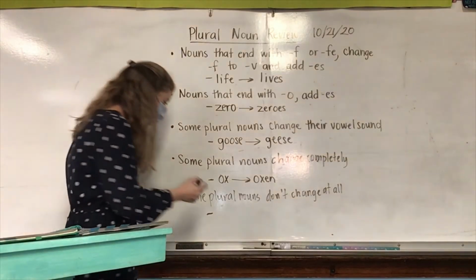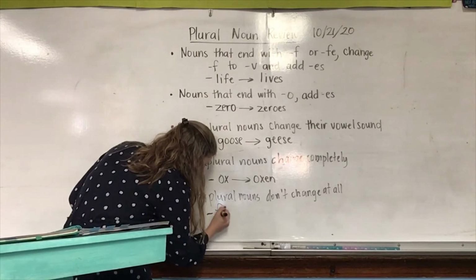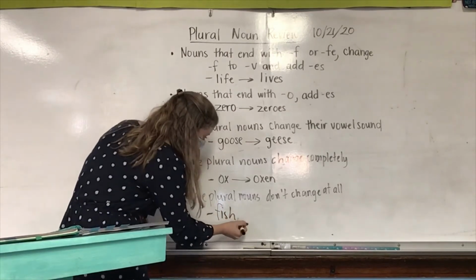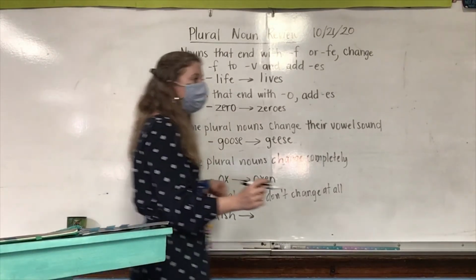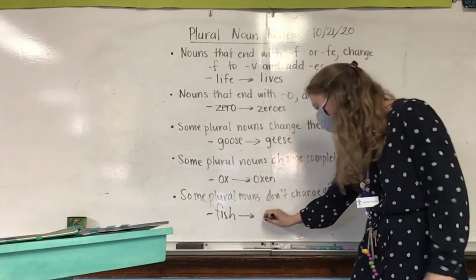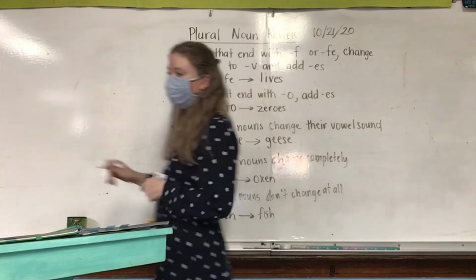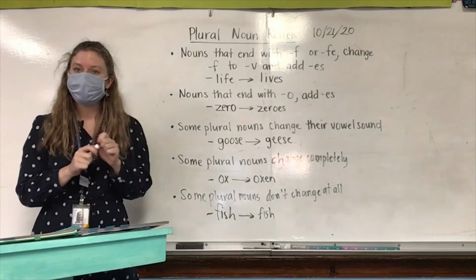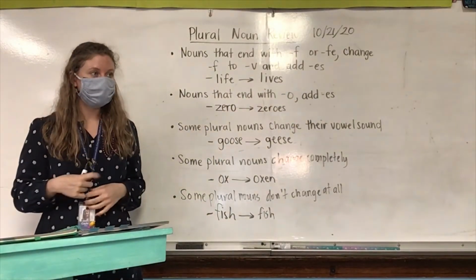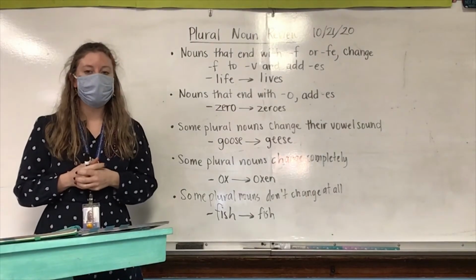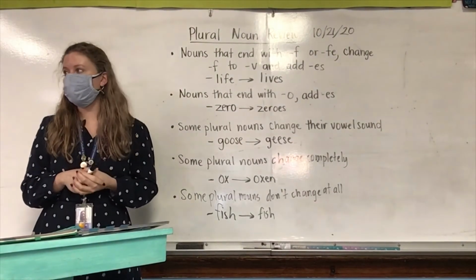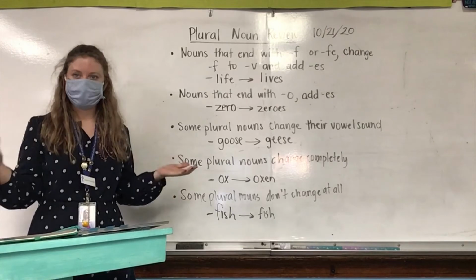Fish. Whether we're talking about one fish or we're making it plural and talking about 10 of them, it is still the word fish. We do not add es to make it fishes. It is just fish. There is one fish in the bowl. There are 20 fish in the aquarium. Doesn't matter.